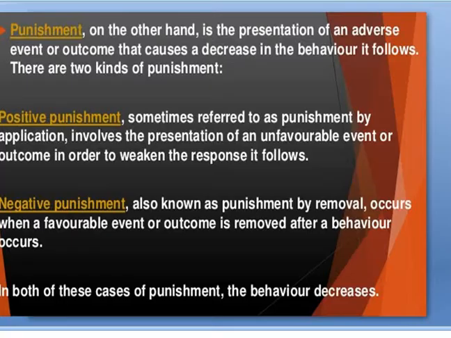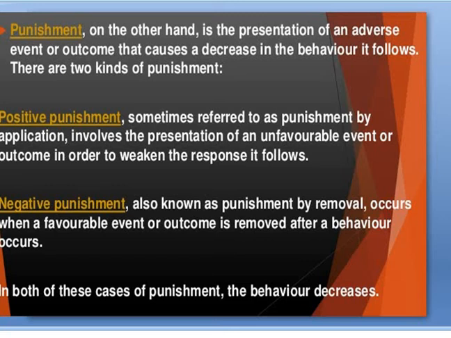Next is punishment. Punishment, on the other hand, is the presentation of an adverse event or outcome that causes a decrease in behavior. It follows that there are two kinds of punishment. Strong punishment suppresses a response, but mild and delayed punishment has no effect. The stronger the punishment, the more lasting the suppression effect, but it is not permanent. In positive punishment, sometimes referred to as punishment by application, the presentation of an unfavorable event or outcome is used in order to weaken the response.